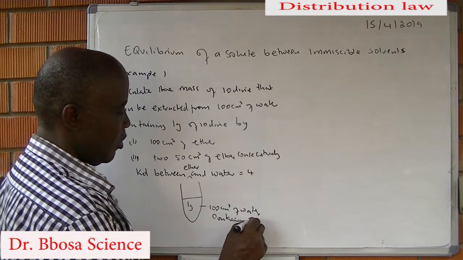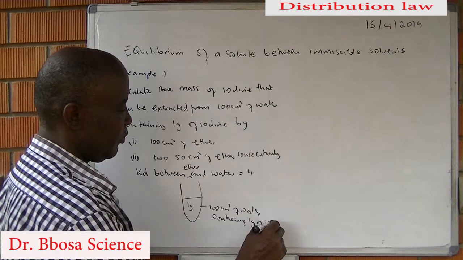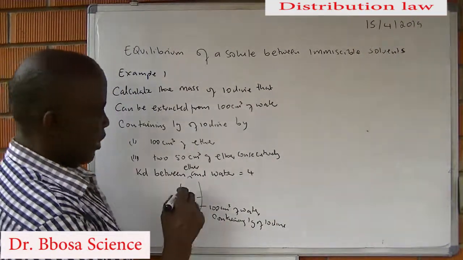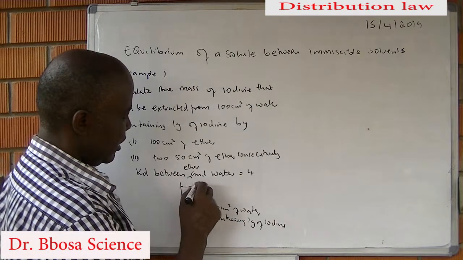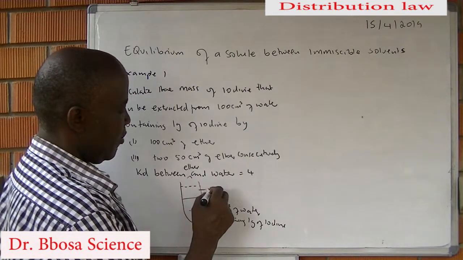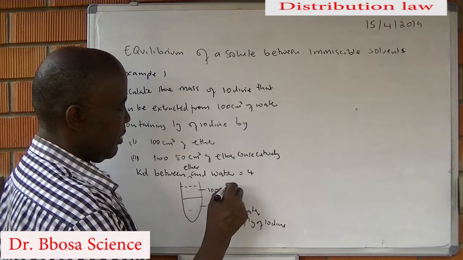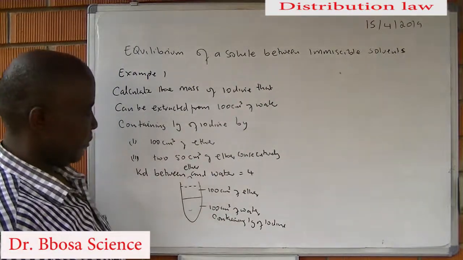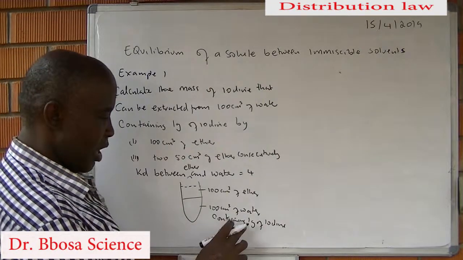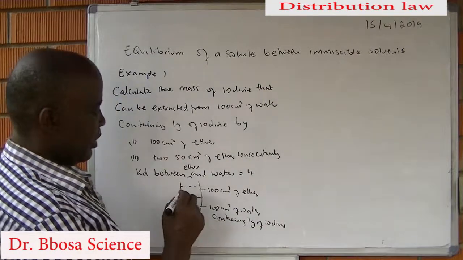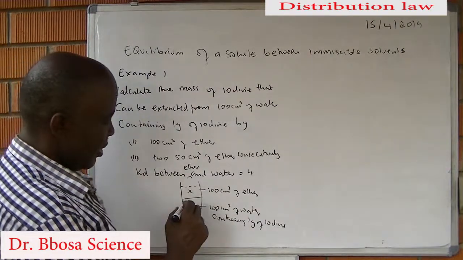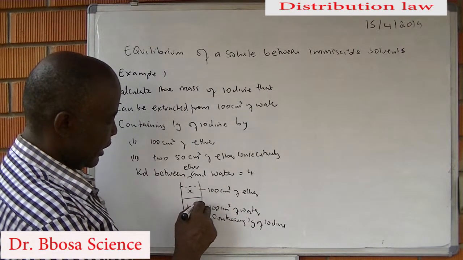Then we add 100 centimeter cubed of ether. Initially there was 1 gram here. Supposing x grams go here, here we shall remain with 1 minus x.